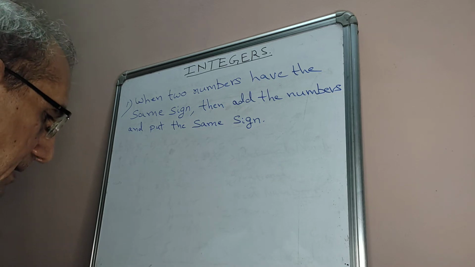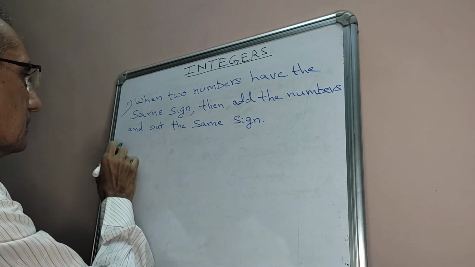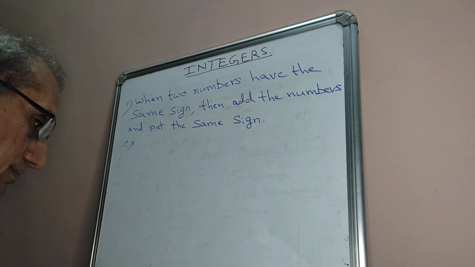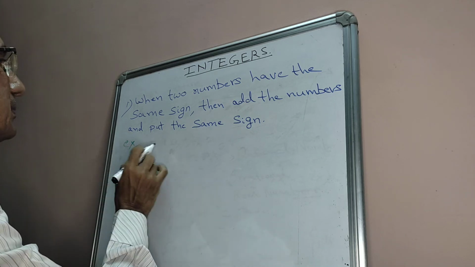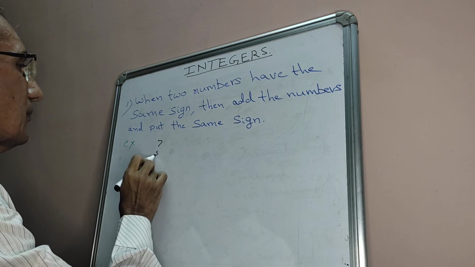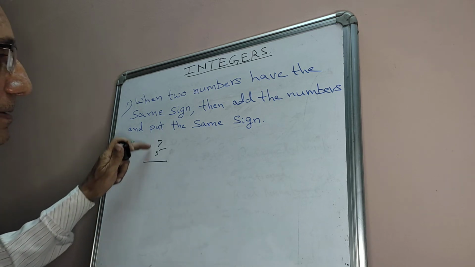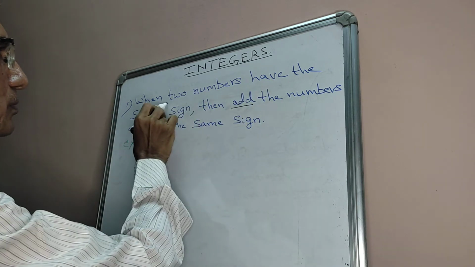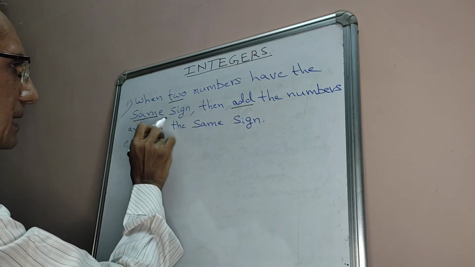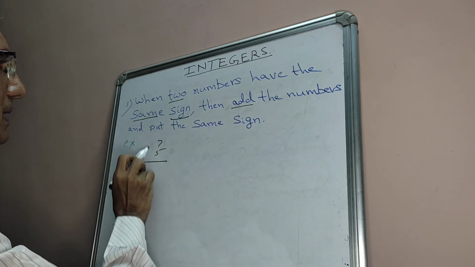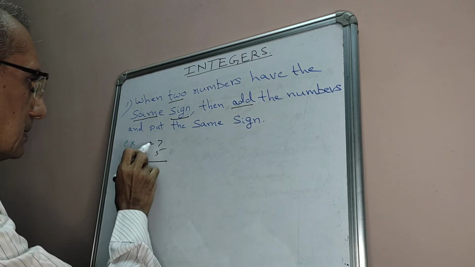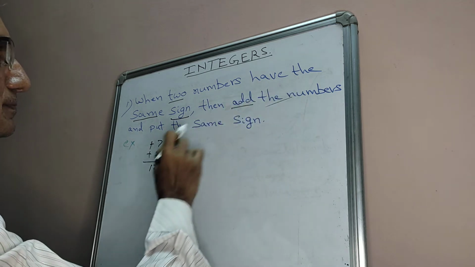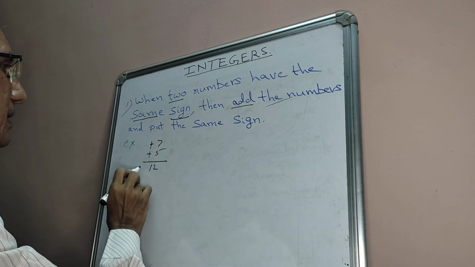Example. Can you think of an example? Suppose I give you 7 and 5, they have the same sign, plus and plus. Then what do we do? Add the numbers, it says, and put the same sign over here.